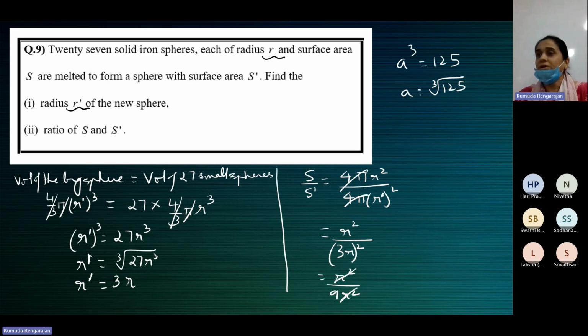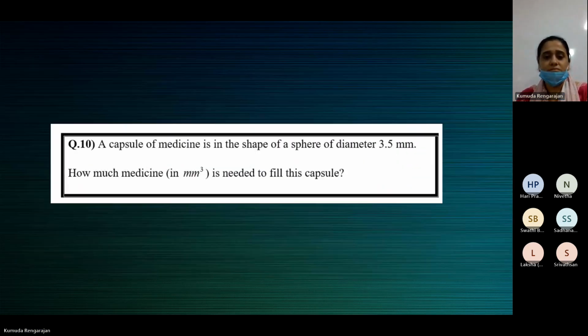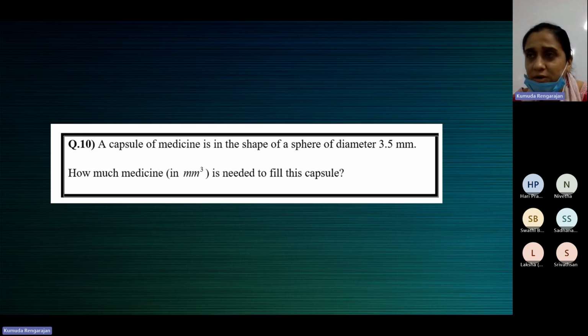So 1 by 9 is the required ratio, correct? So see, a capsule of medicine is in the shape of a sphere of diameter 3.5 millimeters. So diameter is 3.5 millimeter. Radius will be 3.5 by 2. That means 35 by 20. 3.5 by 2 means 35 by 20. That means 7 by 4. You can have a fraction for radius.